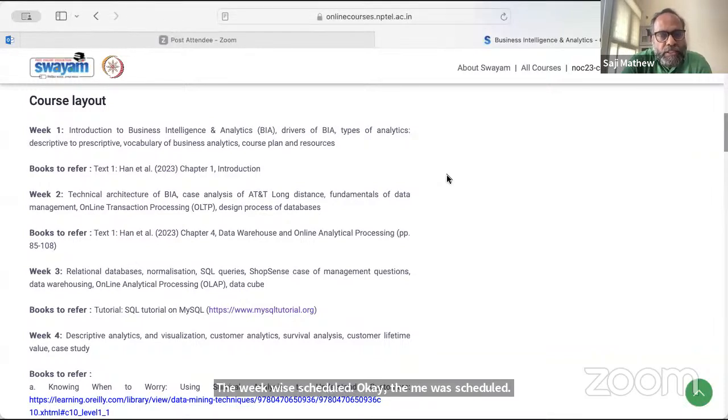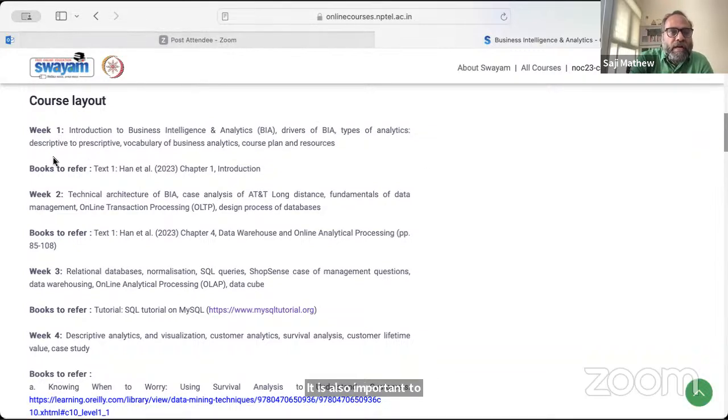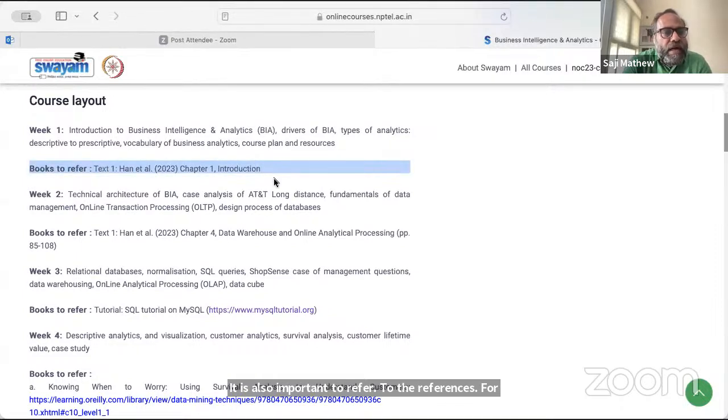In addition to listening to the lecture videos and going through the slides used by the instructor, it is also important to refer to the references for that week. For example, for week 1, the reading is from textbook 1, Han and Others 2023, chapter 1. The chapter on introduction is a reference for week 1. So when you are given assignments, your questions may also come from this particular chapter of the textbook.